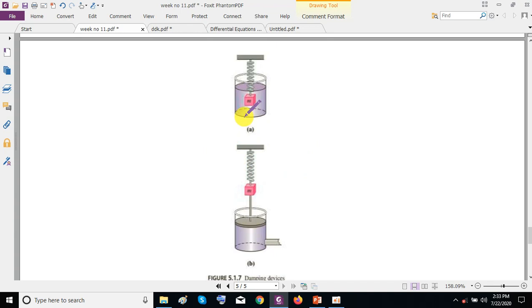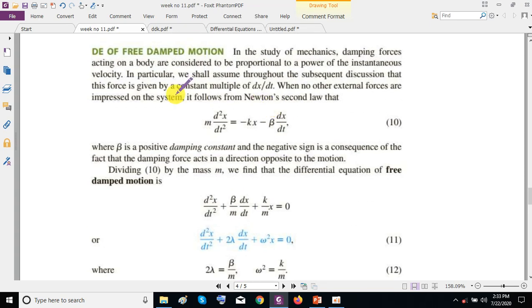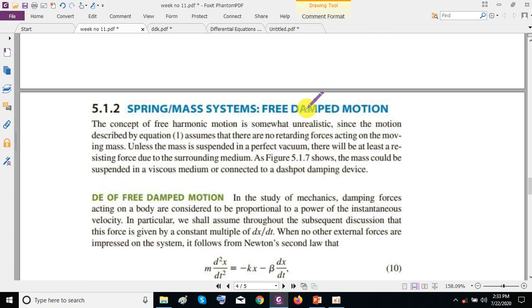इससे पहले जो हमने फ्री अनडैम्प्ड मोशन पढ़ा था, तो उसमें कहने का मतलब ये था कि जो हमारे पास मोशन है वो किसी वैक्यूम में है, कोई एक्सटर्नल फोर्स उस पर असर नहीं कर रहा. Okay, but in this case we have some external forces, like this mass is suspended in a viscous medium. Okay, ये एक viscous medium है जिसकी viscosity होगी.